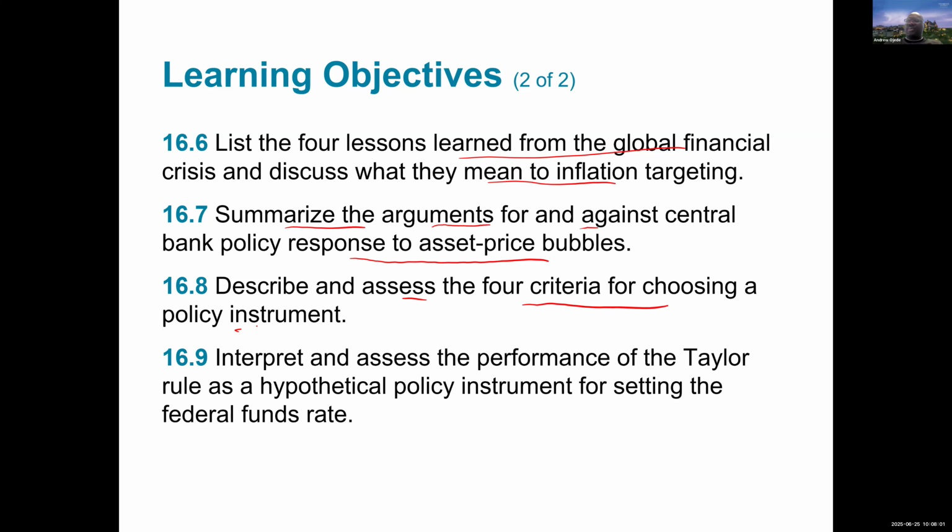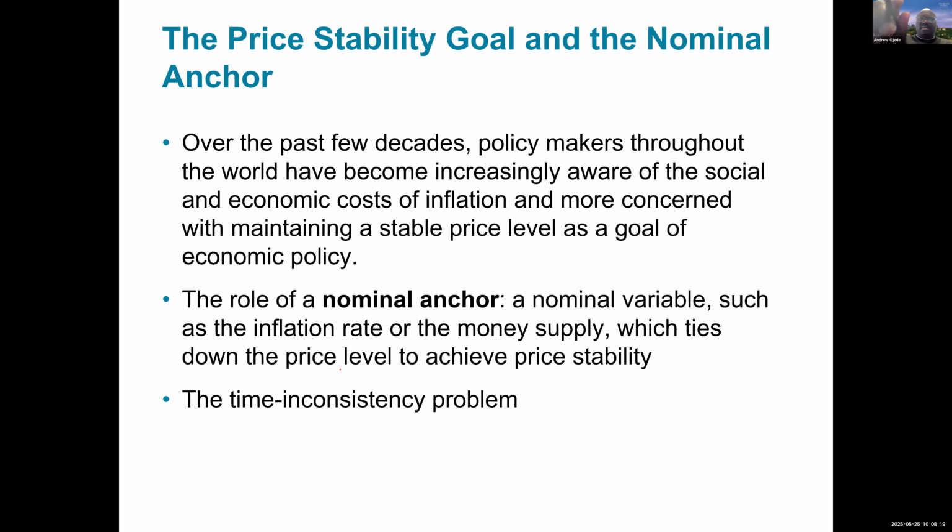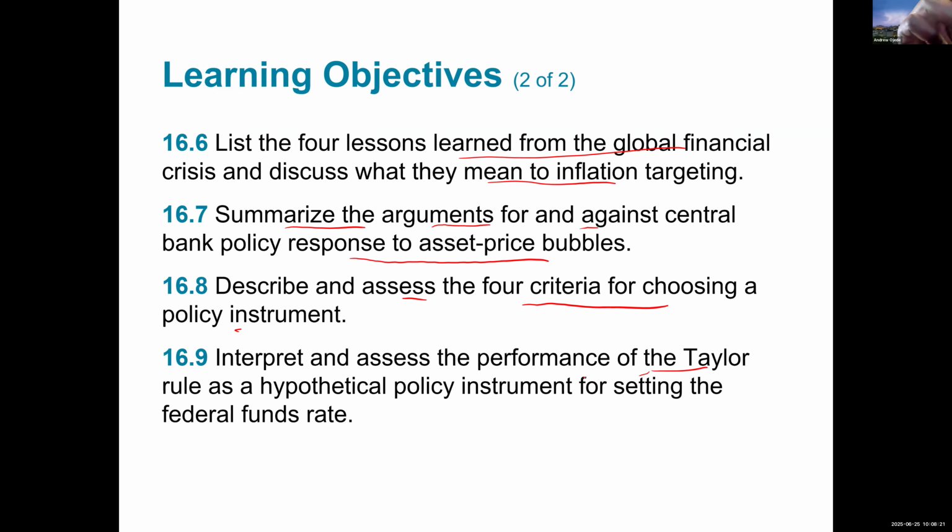So a policy instrument is going to be different from a tool of monetary policy, okay? So the instrument is kind of like a tactic, what the Fed is going to do to make sure the tools reach their broader goals. And then we're going to interpret and assess the performance of the Taylor rule as a hypothetical policy instrument for setting the federal funds rate.